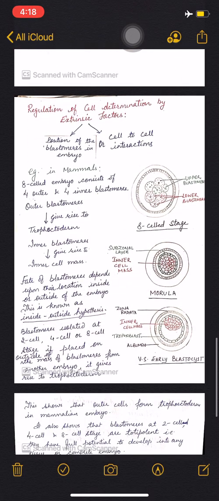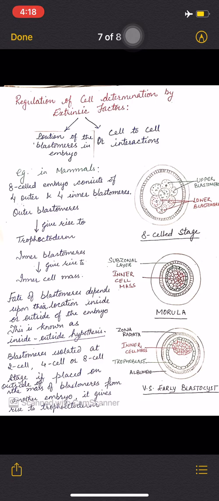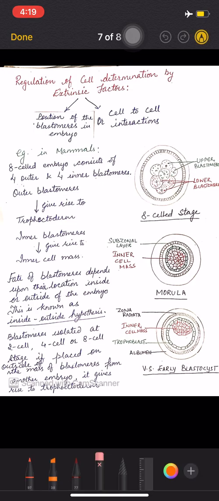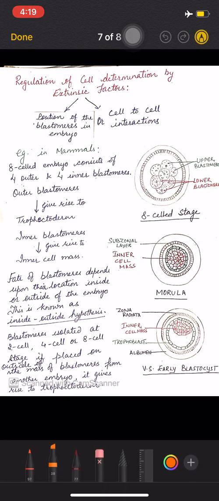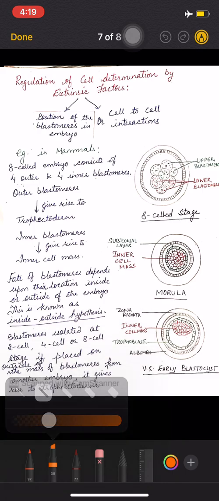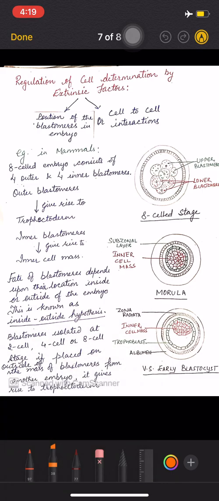So let's see. Now the next topic is regulation of the cell determination by extrinsic factors. Till now we have discussed the intrinsic factors. In that we discussed how germ cell determination takes place, how somatic cell determination takes place, and now we are discussing the regulation of cell determination by the extrinsic factors. So what extrinsic factors can there be? It may be either the position of blastomeres in the embryo or cell to cell interaction.